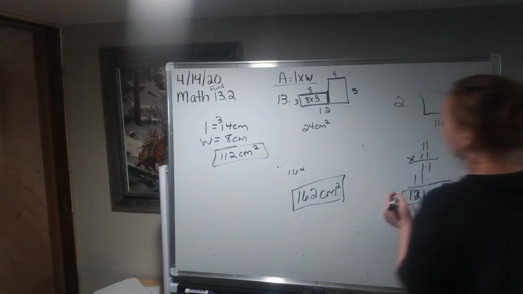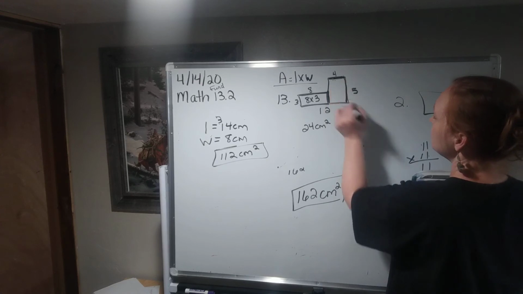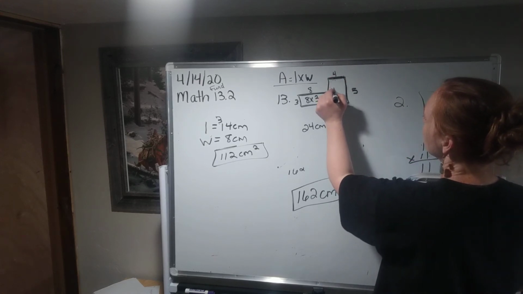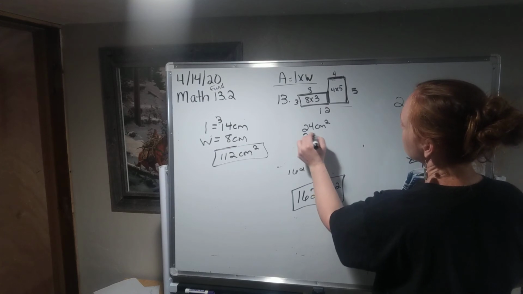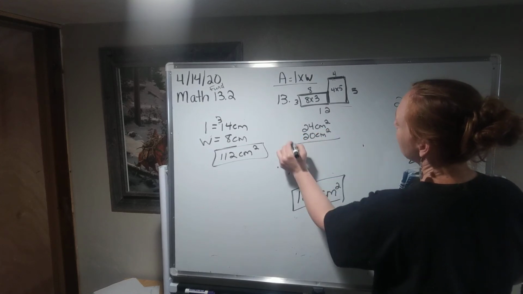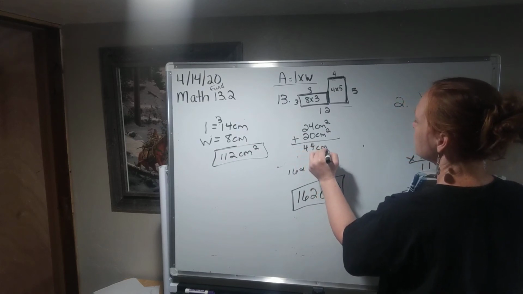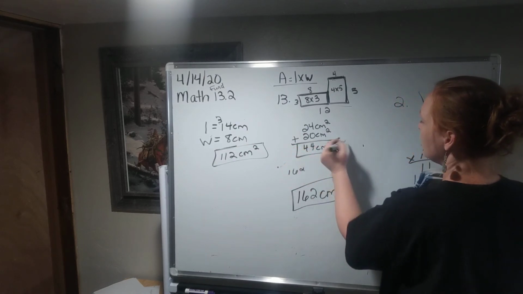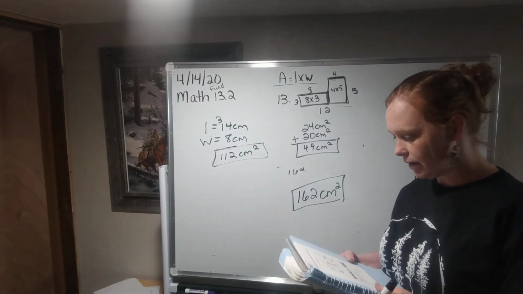Okay. Then I want to multiply this one, which is a 4 by 5, if you can see, and 4 times 5 equals 20. So this one is 20 centimeters squared. And then I'm just going to add those areas together. 44 centimeters squared is my answer. So you can see how I broke those up into rectangles.